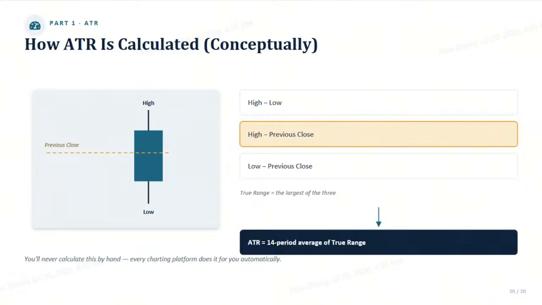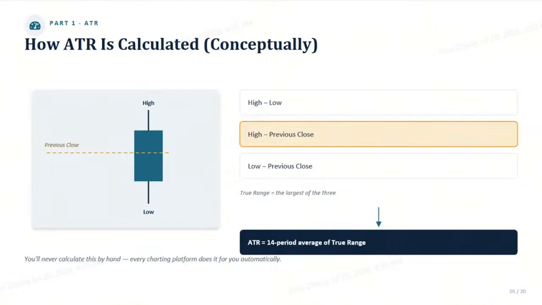Now, I promise this won't turn into a math lecture, but it helps to understand the logic, because it explains why ATR works the way it does. For any single day, the true range is the largest of 3 possible values: the difference between today's high and today's low, the difference between today's high and yesterday's close, or the difference between today's low and yesterday's close. Why 3 options instead of just high minus low?